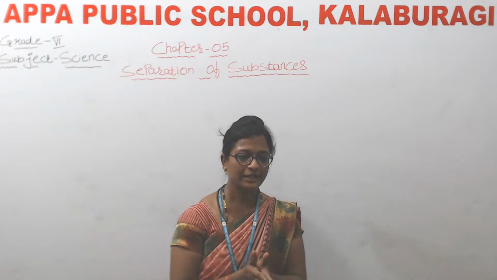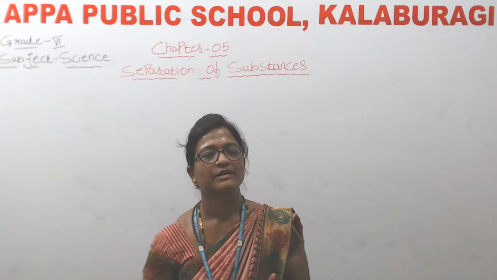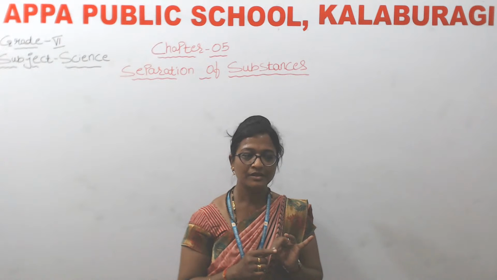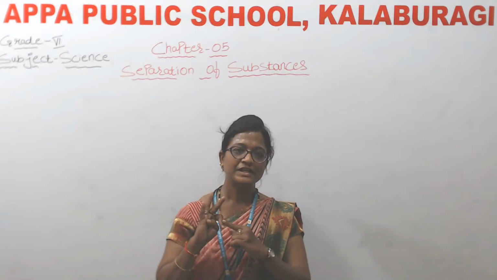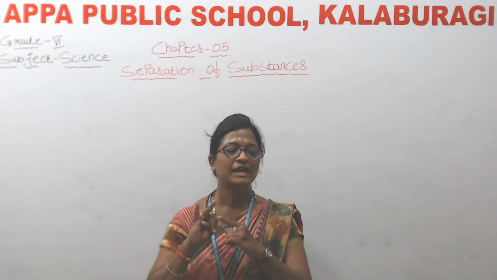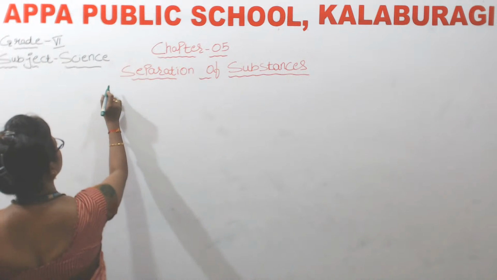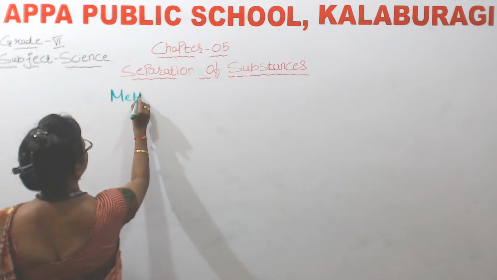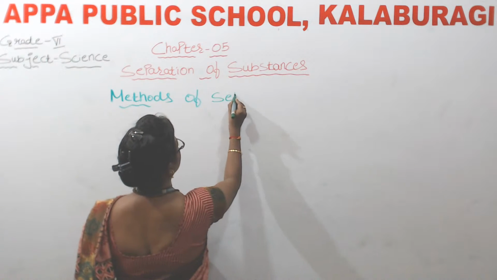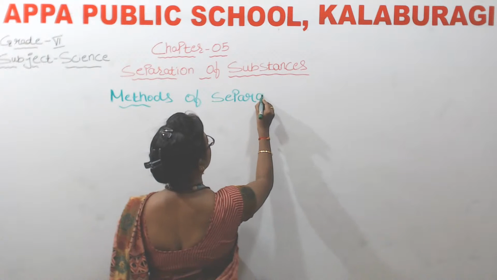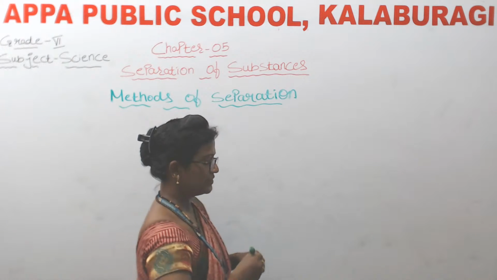As I said, a few methods are there to separate the substances: hand picking, threshing, winnowing, sieving, sedimentation, decantation, filtration, evaporation, and condensation. Okay, so let me write here. Methods of separation. So which are those?